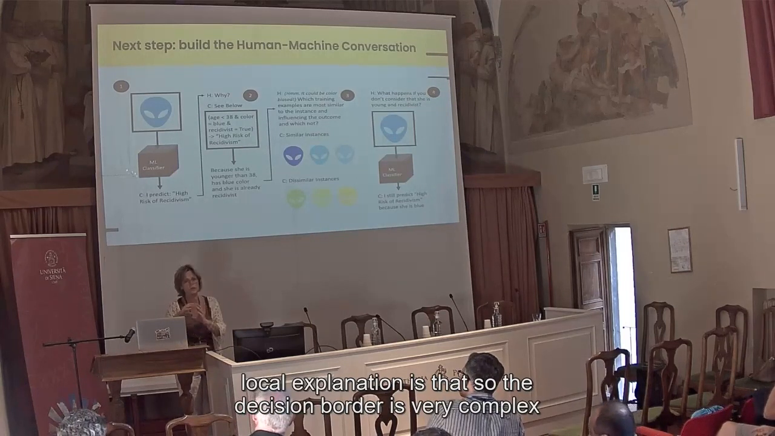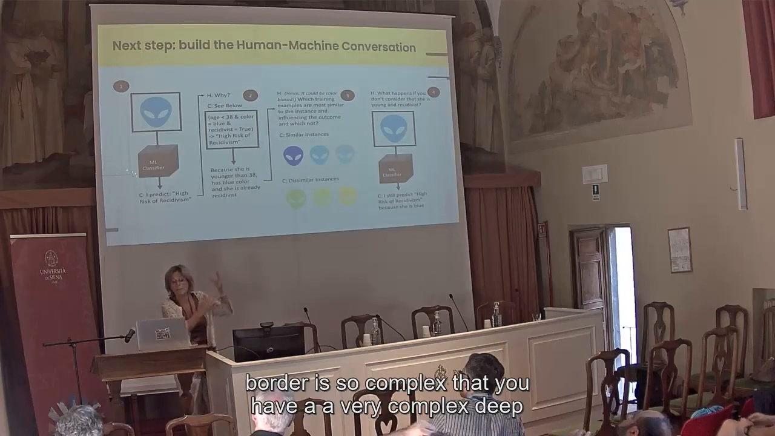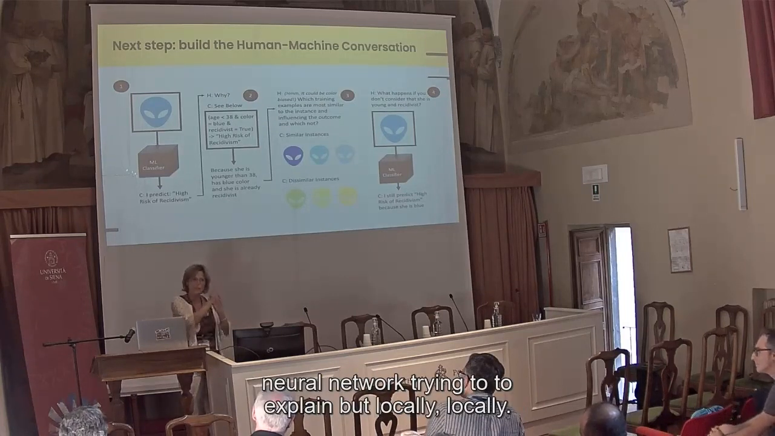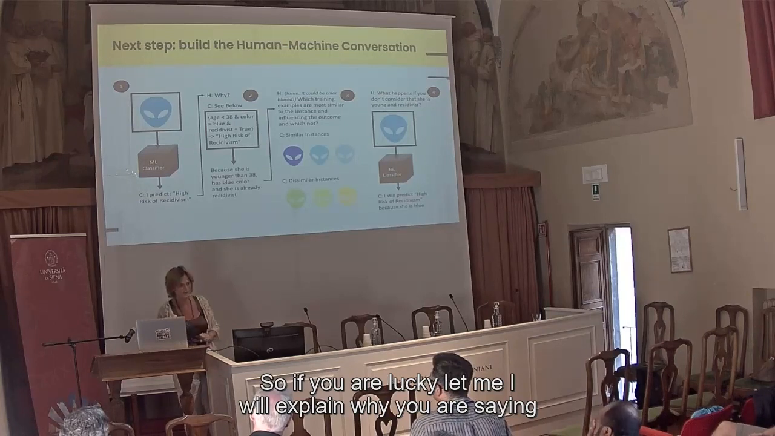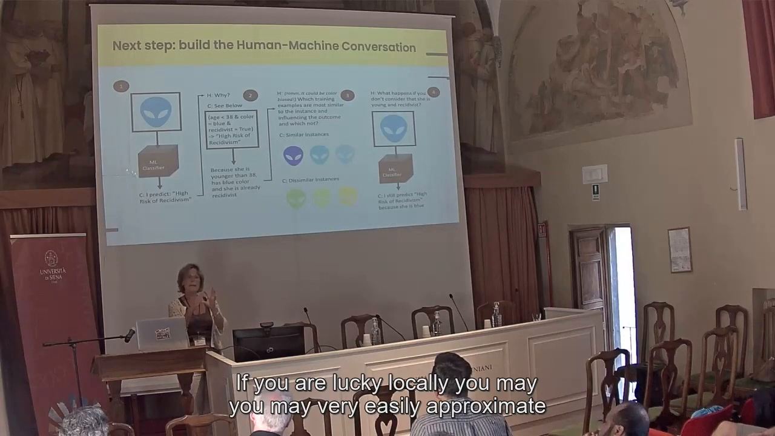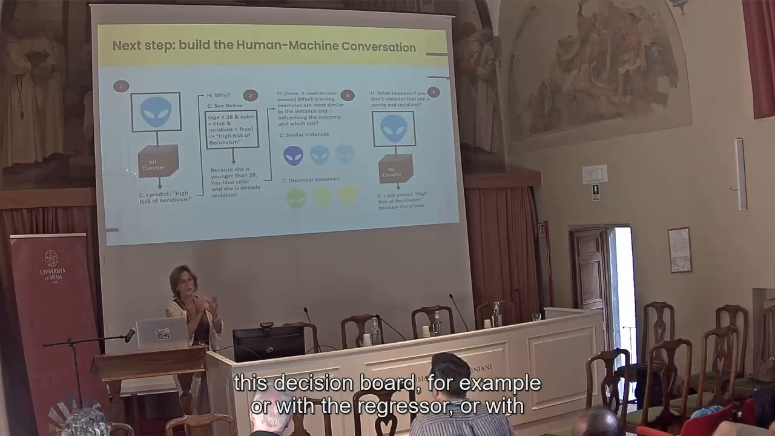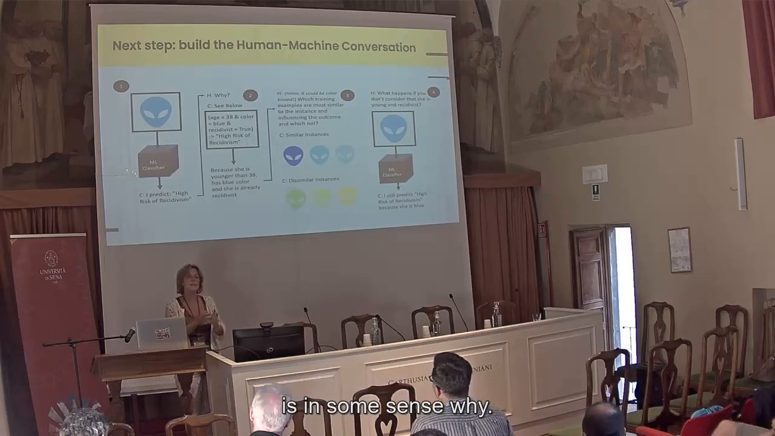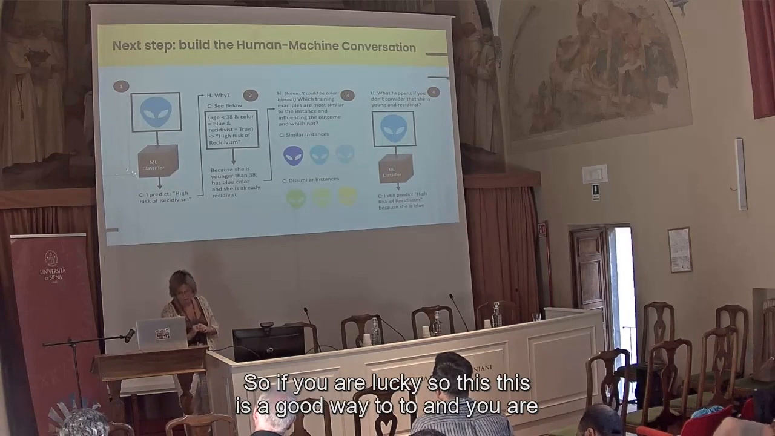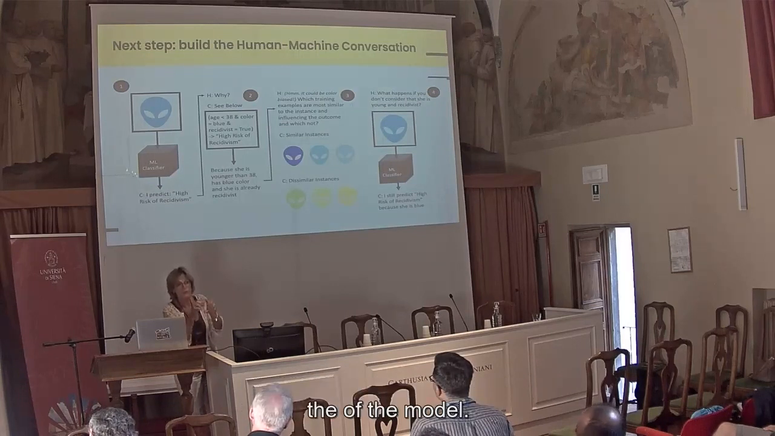What is the guess of people working on this local explanation is that the decision border is very complex, and the function that describes the decision border is so complex that you have a very complex deep neural network trying to explain. But locally, if you are lucky, you may very easily approximate this decision border, for example, with a regressor or with a decision tree, a simpler model. So you are representing the behavior of the model locally.